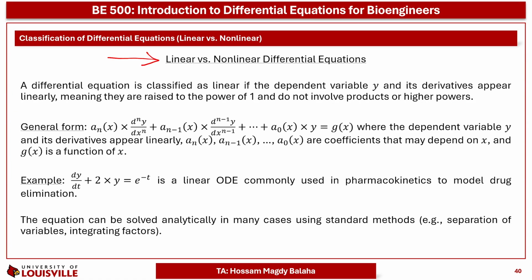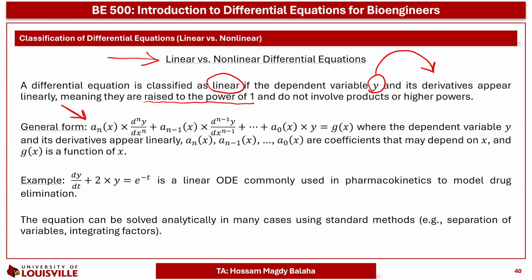To determine that a differential equation is linear, the dependent variable y and the corresponding derivatives must appear linearly. This means that all of them are raised to the power of 1 and there are no products or higher powers. For example, there is no y squared, no y cubed, and so on. There is a general form to determine if an equation is linear or not.